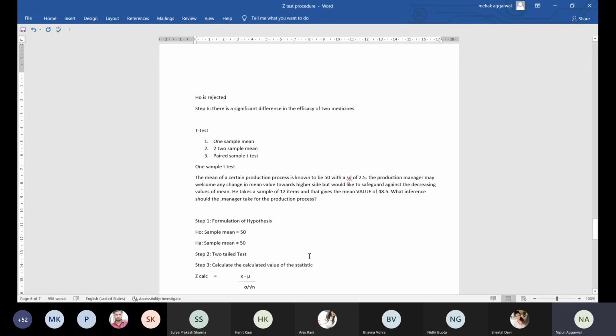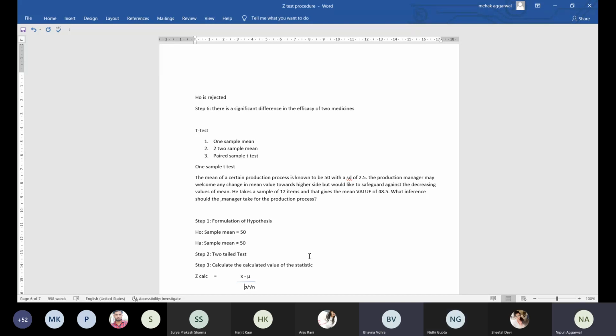Then, is it a one-tailed test or two-tailed test? Tell me by reading the question if it is a one-tailed test or a two-tailed test. Two-tailed test. Why? Sir, because it's written that the manager may welcome. Acha, no, sorry, one tail. The higher is okay, but if the value is decreasing, it is a safeguard.